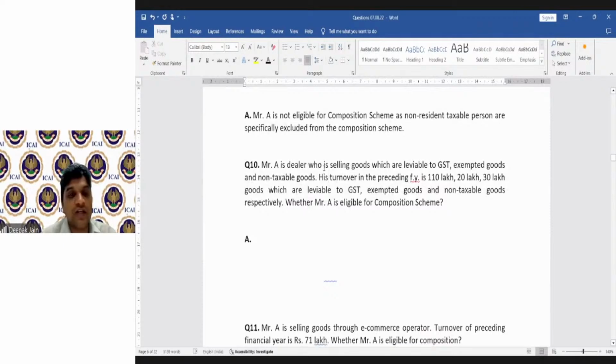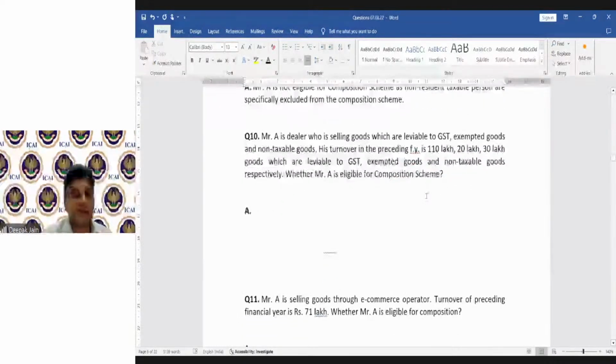Next question. Mr. A is a dealer who is selling goods which are leviable to GST, exempted goods and non-taxable goods. His turnover in the preceding financial year is 110 lakhs, 20 lakhs and 30 lakhs from goods which are leviable to GST, exempted goods and non-taxable goods respectively. Whether Mr. A is eligible for composition.